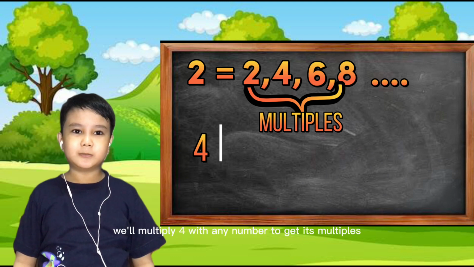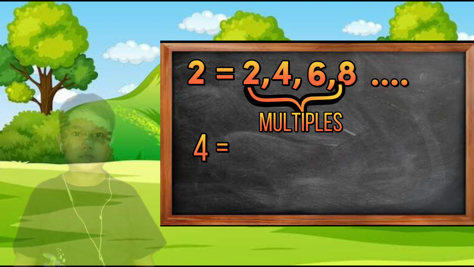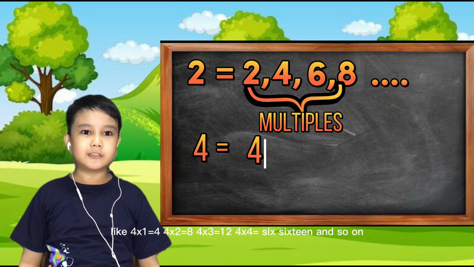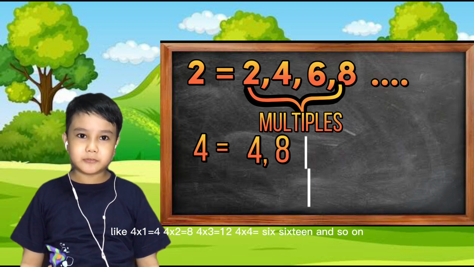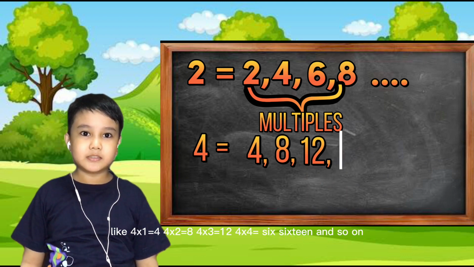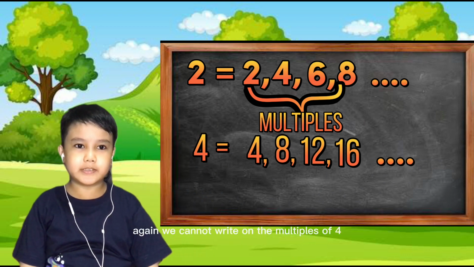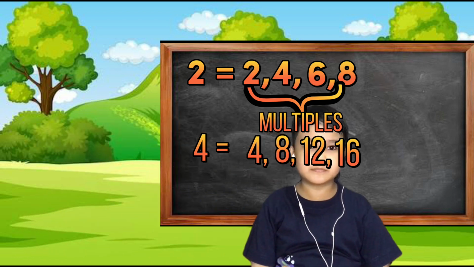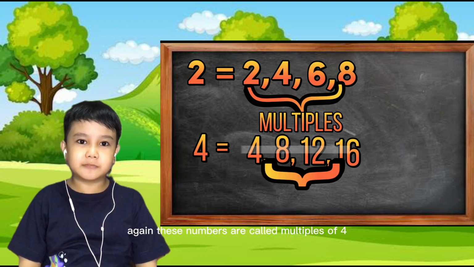Let's have 4. We will multiply 4 with any number to get its multiples. Like 4 times 1 equals 4. 4 times 2 equals 8. 4 times 3 equals 12. 4 times 4 equals 16. And so on. Again, we cannot write all the multiples of 4 because the multiples of a number are infinite and endless. Again, these numbers are called multiples of 4.